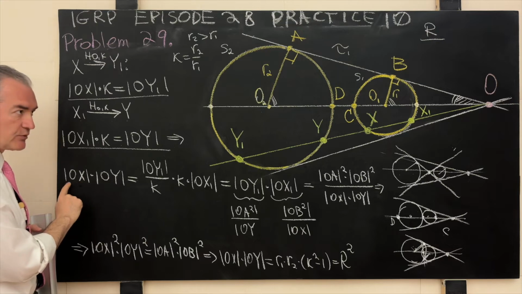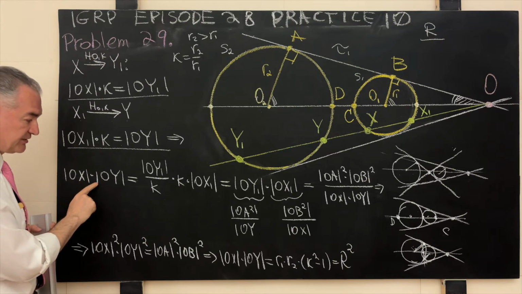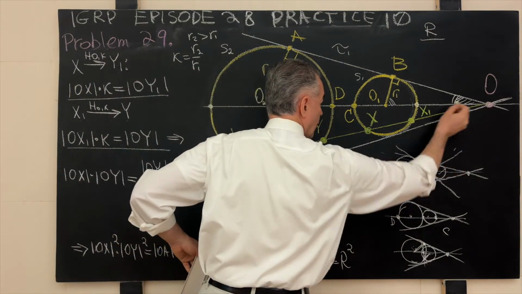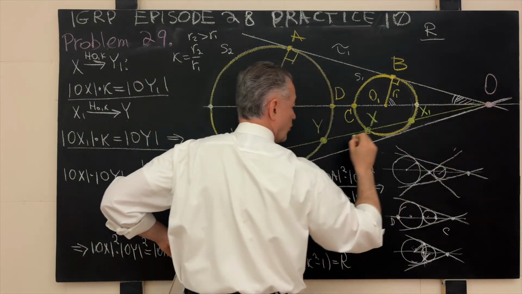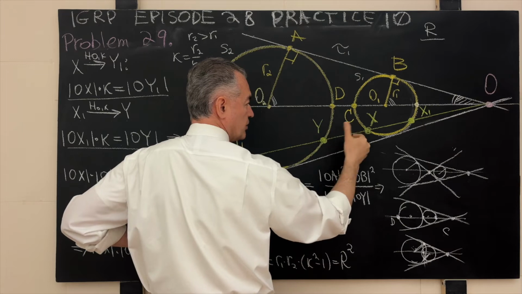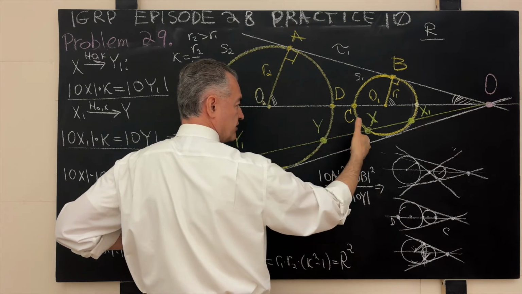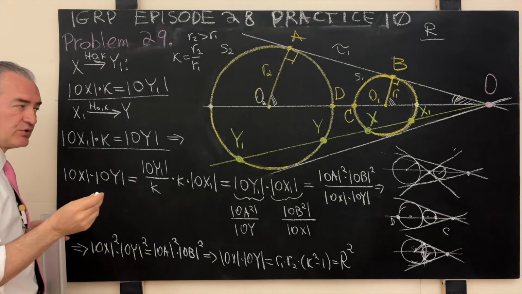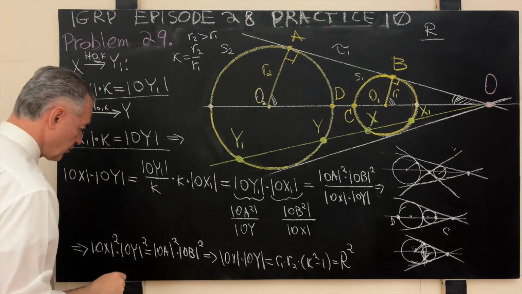OX, the distance from the point O to the point X, times the distance from the point O to the point Y. So the distance OX times the distance OY. Again, you see here we drive towards the idea that these 2 points are the inverse images of each other, but this time we pick these points at random. It doesn't really matter whatsoever.